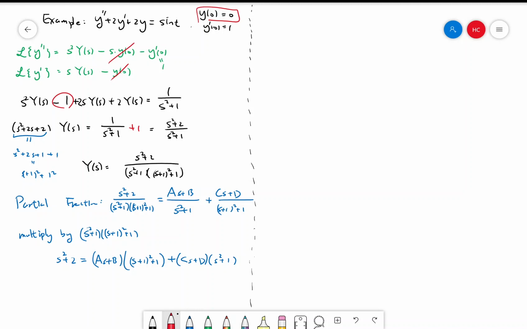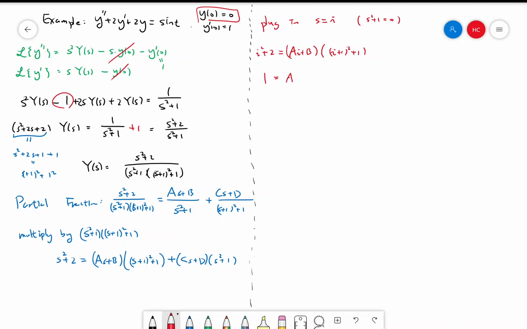So we're still gonna plug in roots, but in this case the roots are gonna be complex numbers, but that's fine. So first we plug in the easier root, which is s equal to i. This comes from the factor s squared plus 1 equal to 0. So if we plug in s equal to i, then we get i squared plus 2 equals ai plus b times i plus 1 squared plus 1. The second term vanishes. And i squared plus 2 is 1.